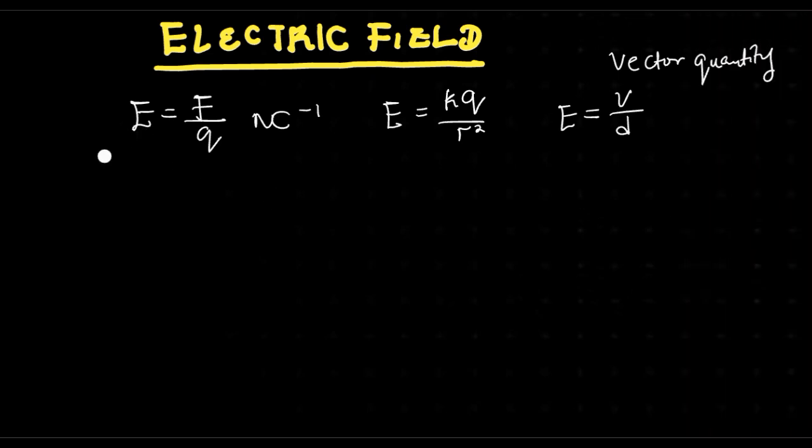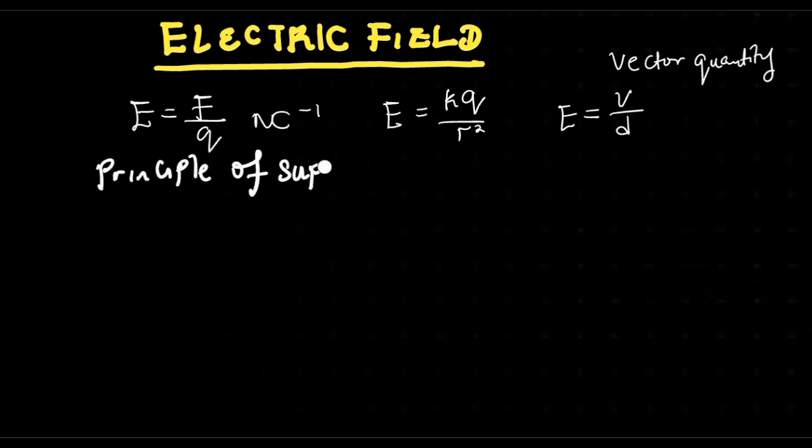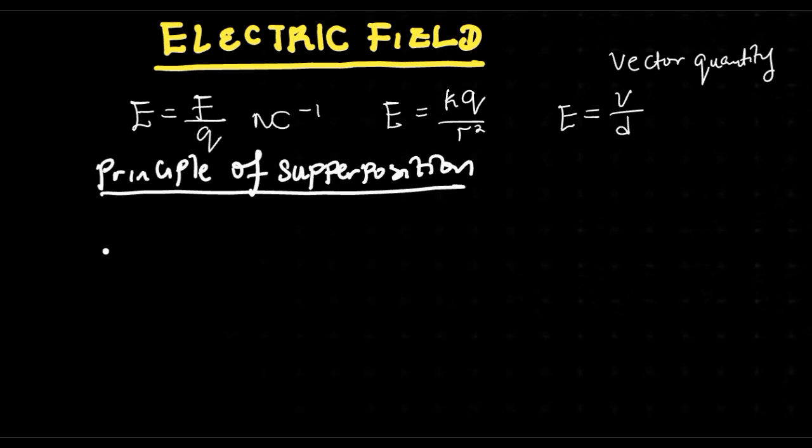What is the principle of superposition? The principle of superposition states that when we have, I will just explain the concept. For example, let's say we have Q1 creating an electric field on Q2. But let's say we have charges creating an electric field on Q1, also on Q2, also on Q3, also on Q4.